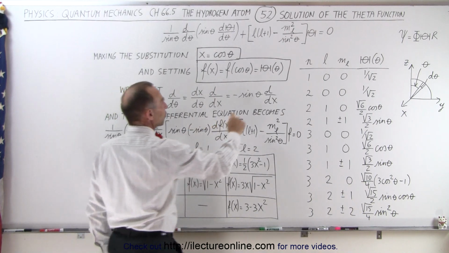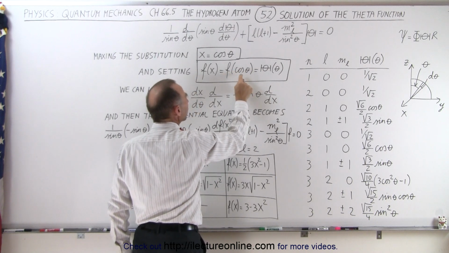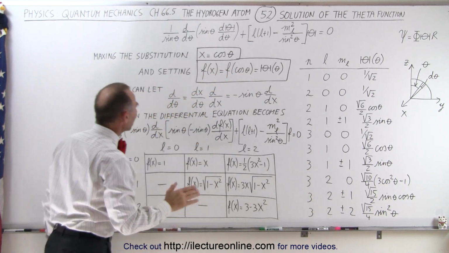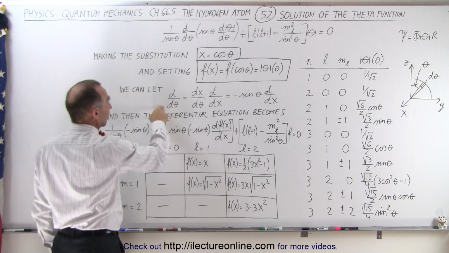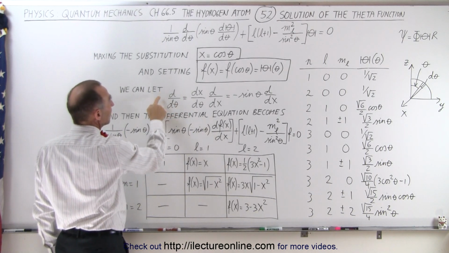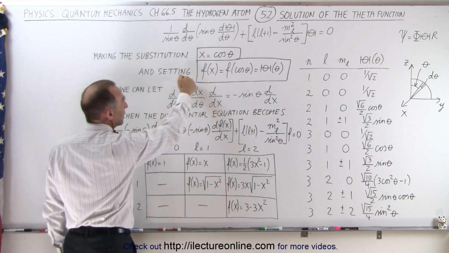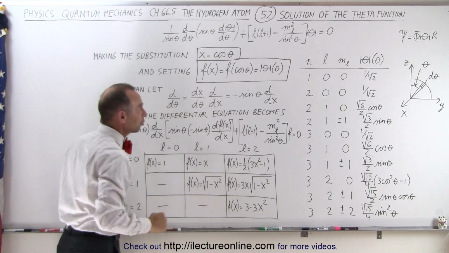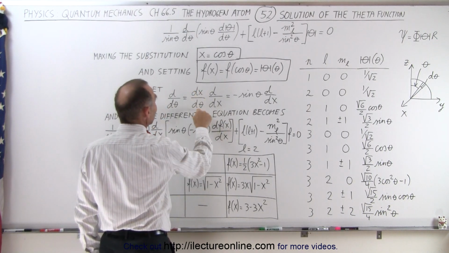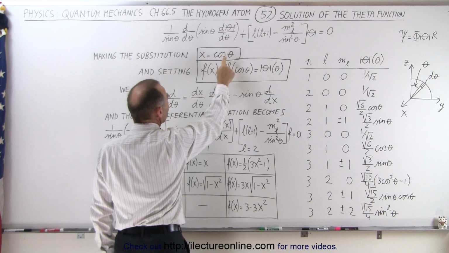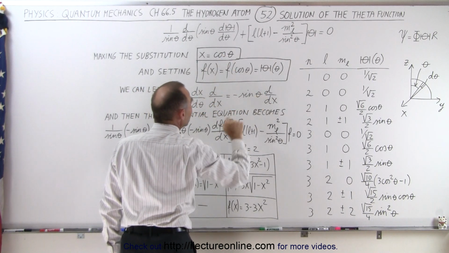So instead of having a function of theta, we'll have a function of the cosine of theta, and we'll call the cosine of theta x. Then the differential equation can be reformed by using this mathematical trick right here, that d d theta is equal to dx d theta times d dx. Notice when the dx's cancel out, you get back what you started with. But if we do that, then notice that the dx d theta, since x is equal to the cosine of theta, the derivative of that will be the negative sine of theta times d dx.